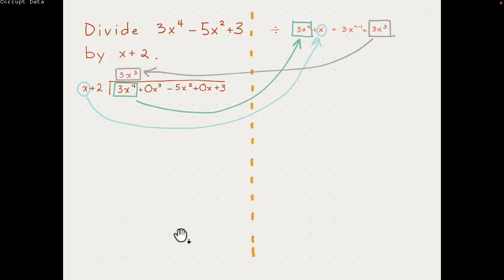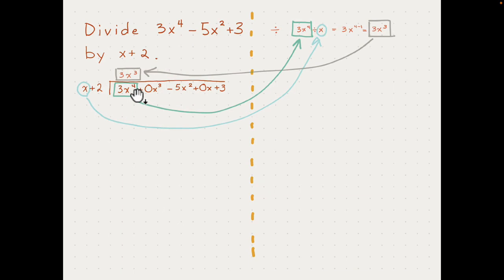So the first step, like I said, is divide. And so we take the first term out front here, and we take the first term out front here, and we divide the two.